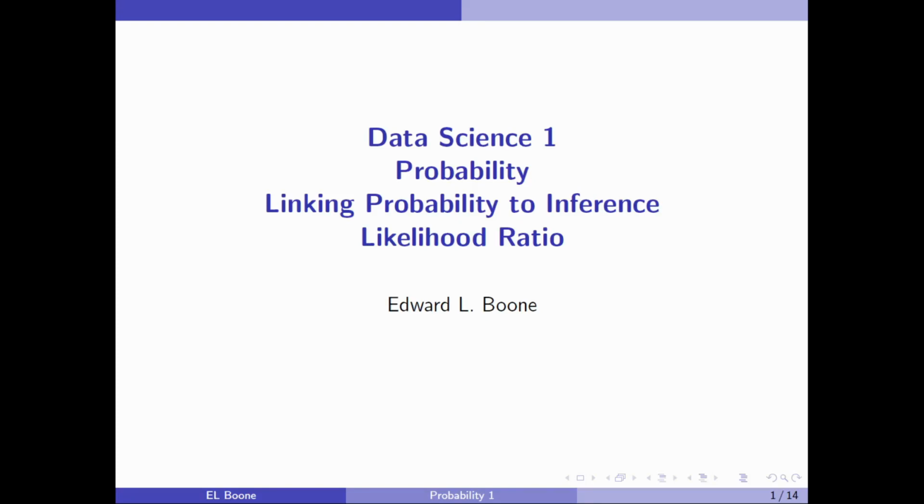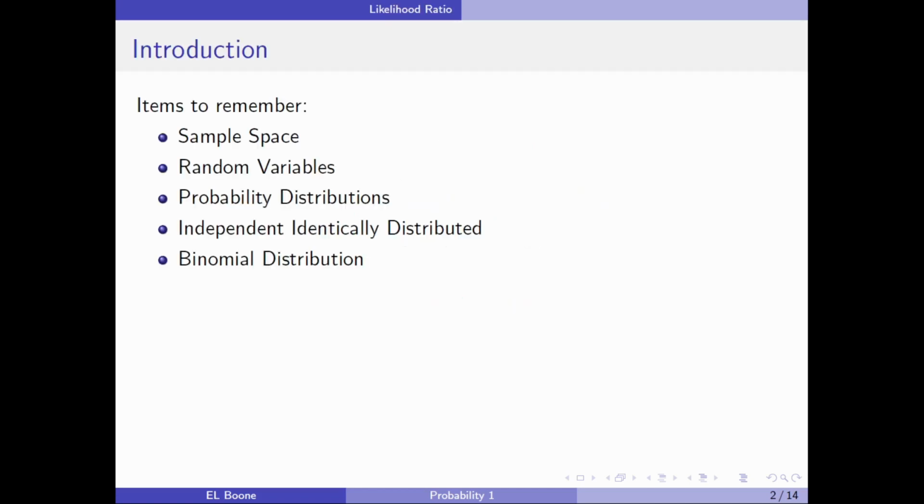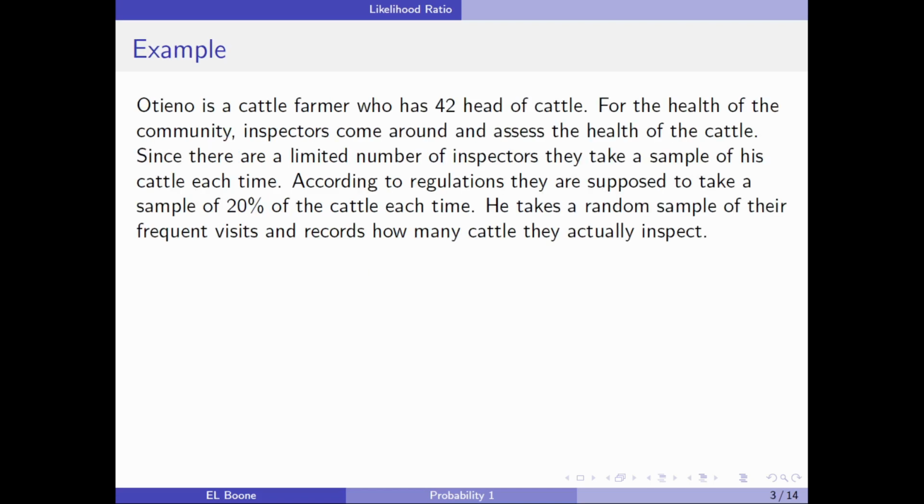Welcome to Data Science 1, Probability, linking probability to inference, likelihood ratio. Okay, some things we're going to need to remember. We're going to need to remember what a sample space is, random variables, probability distributions, independent identically distributed, and binomial distribution.